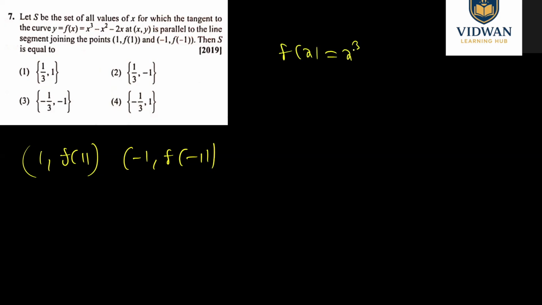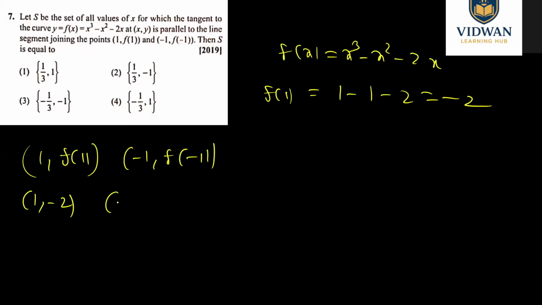So S is a set of all x values such that the tangent to this curve is parallel to the line joining these points. So for the line joining these points, what is the slope? We'll write first f of 1, f of -1. So given the function f of x already, first you will find out f of 1 and f of -1 values to know these points. So f of 1 would be 1 minus 1 minus 2. So this will be -2. So the first point is 1 comma -2. And the second one is -1 comma. If you write f of -1, you will get -1 plus 2. So this is 2. So it is given that the tangent is parallel to this line joining these 2 points.